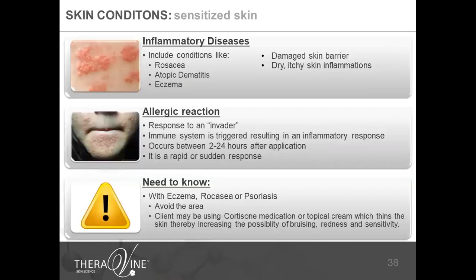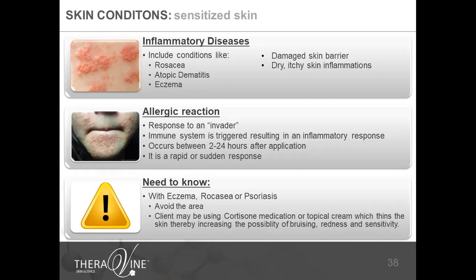Then just some other different types of inflammatory diseases, or how we see sensitivity in the skin. So like your rosacea, atopic dermatitis, your eczema, that is basically damage to the skin barrier. The skin is dry, itchy, with inflammation. Usually these clients will need to go to a dermatologist to get it treated. A lot of times your eczema can be stress related or food allergy related. I also know a lot of people who get it when they eat wheat or dairy.